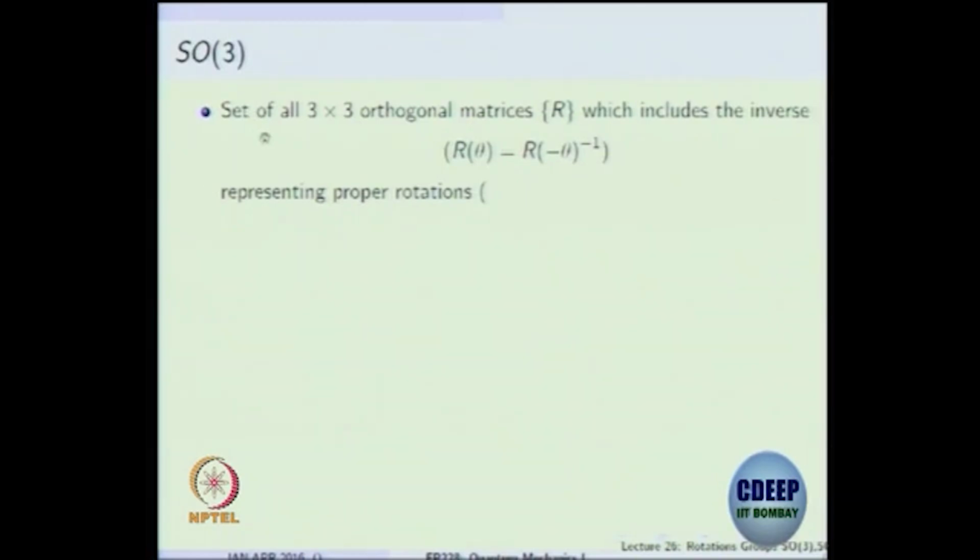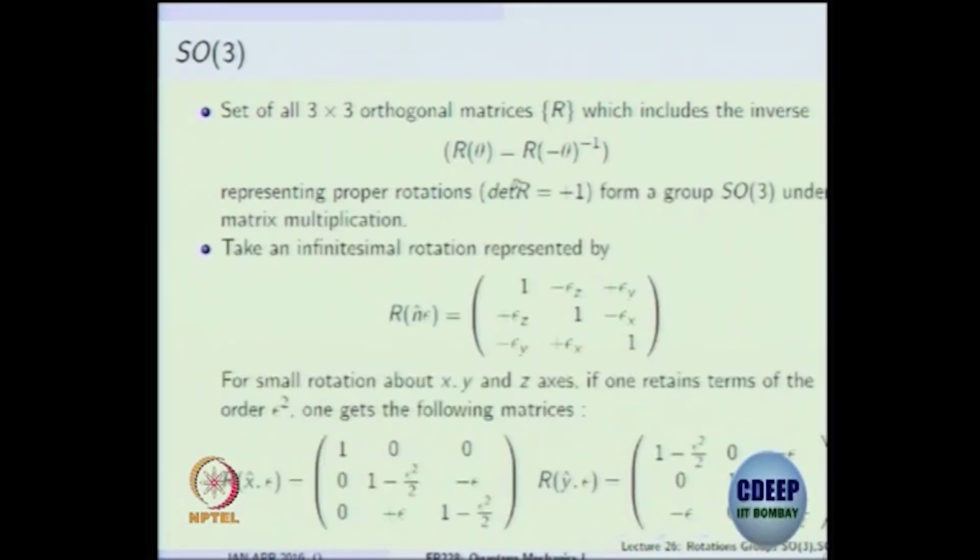So what is SO3? SO3 is the set of all 3 cross 3 orthogonal matrices which includes the inverse. So the inverse of the R matrix is nothing but, suppose you take theta about one particular axis, you just change the sense of rotation to minus theta and they will be inverses of each other. Why? When you take the product of this with this, it will be an identity operation. So representing proper rotation, determinant R is plus 1, that forms a group SO3 under matrix multiplication.